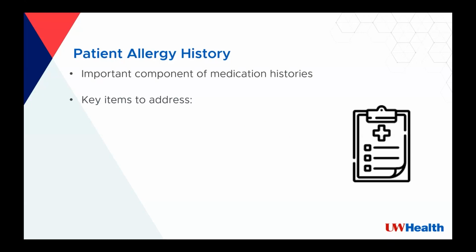Some key items to address in an allergy history include, first, the nature of the reaction. This is where we can determine if it is a true allergy or an intolerance or adverse effect. Thinking about a true allergy, we are thinking of anaphylaxis, shortness of breath, hives, angioedema, and other skin reactions. When we're thinking about an intolerance or adverse effect, this will, of course, depend on the medication that was taken, but some commonly seen include dizziness, drowsiness, nausea, and diarrhea.